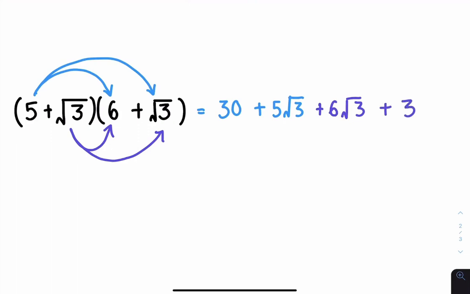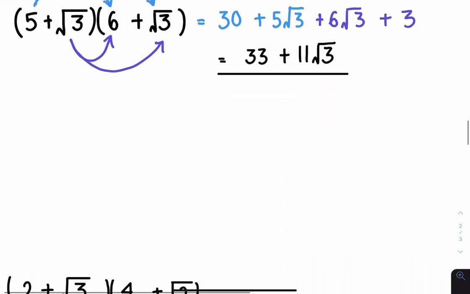So now we can simplify. All you have to do is collect the 30 and the 3. So 30 plus 3 gives you 33. And then 5 root 3 plus 6 root 3, you just add the coefficients together. So 5 plus 6 is 11, so we have plus 11 root 3. And that's your final answer. Let's go to our final example. I do recommend pausing it at this point, trying it yourself.